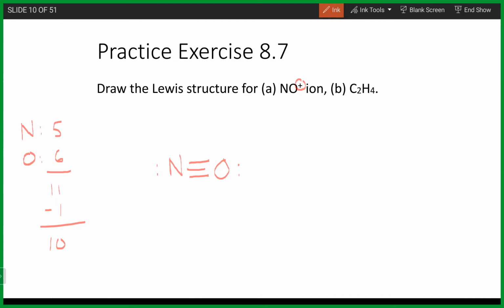But remember, with the ions, we've got to account for the charge when we're calculating the valence electrons. So that's why we subtracted 1 to get 10 overall. But then at the end, we're just going to put the entire structure in brackets, and whatever that charge is, in this case just the +1, we'll put to the top right of it. So now this is clearly showing we've got a nitrogen and an oxygen triple bonded together, and then there's a positive charge overall on that structure.